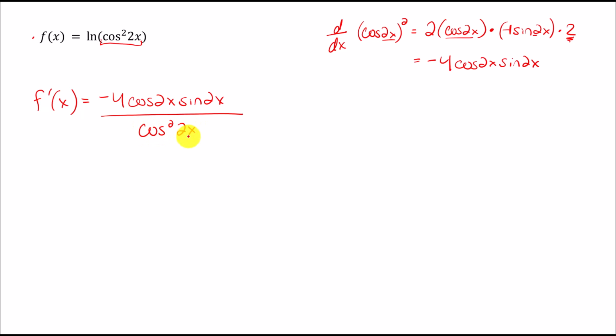Okay, again, the natural log goes away. So if I simplify this a little bit, I'm going to still have my negative 4 on the top, but there's 1 cosine 2x on the top and 2 cosine 2x's on the bottom. So one of those on the top is going to cancel, and I'm going to have 1 left on the bottom. And then I do still have my sine 2x. And of course, sine 2x over cosine 2x is tangent 2x, so I'm going to have negative 4 times tangent of 2x. And that's my derivative.